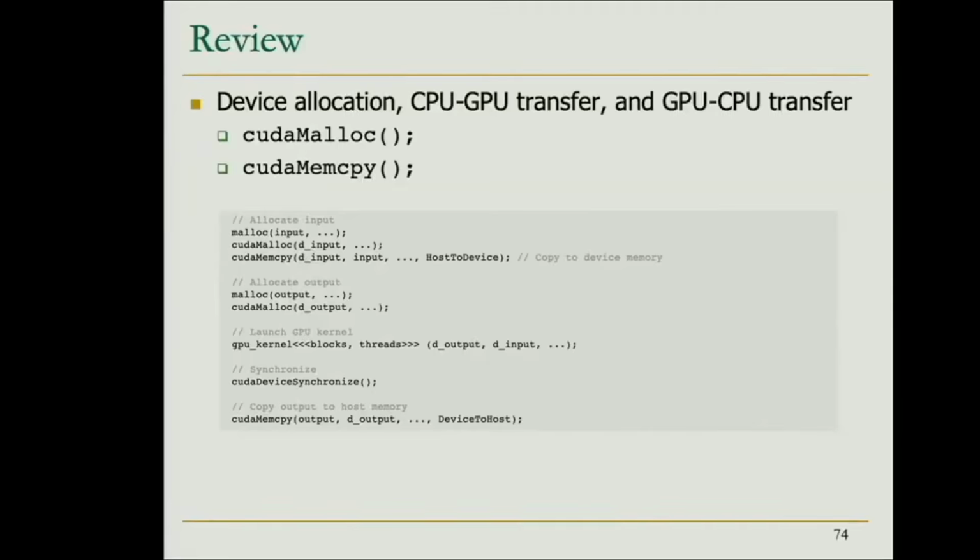Actually, this is a typical program. Notice that we have here cudaMalloc. So we have first malloc for the input array in the host, cudaMalloc for the input array in the device. Then we transfer from the host to the device, and then we allocate the output, and then we launch the kernel. We have this cudaDeviceSynchronize. Recall that this is the way that we can make sure that this kernel has finished before we do something else.